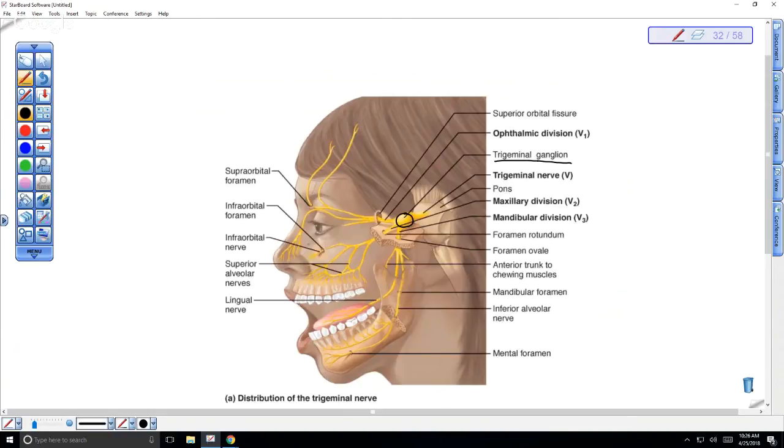And so when we look at the divisions, we have the ophthalmic. So this means eye, right? So this is sensory. So it would cause you to blink, right? If something touches your eye, or your eyelashes, you blink. But it also has an autonomic nervous system function. And so it innervates the lacrimal gland, and so it is involved in tear production. So this is the nerve that causes you to tear up, and it could be just due to irritation of the eye.